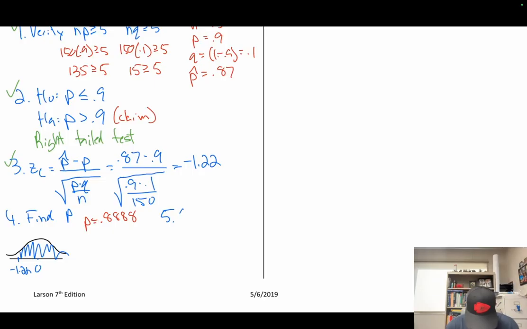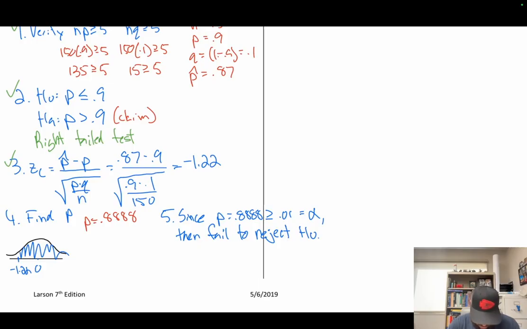So since our p, which equals 0.8888, is greater than or equal to our 0.01, which is our alpha, we then fail to reject our null hypothesis.